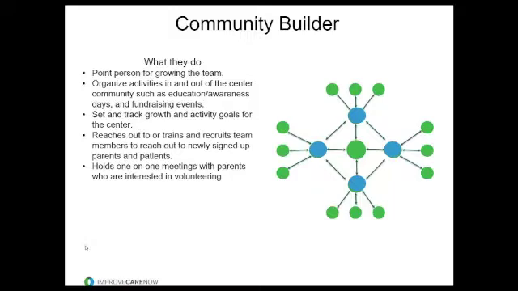They track growth and activity goals for the center. So if you set a goal to have 10 more people join your group, they're going to be the ones who track that. And they reach out to train and recruit new team members. So if somebody signs up, this person or the people on their team are going to be the ones who reach out for the first time and say, hey, here's our team, here's what we do, what are some needs you have, here's where you can find those different resources.